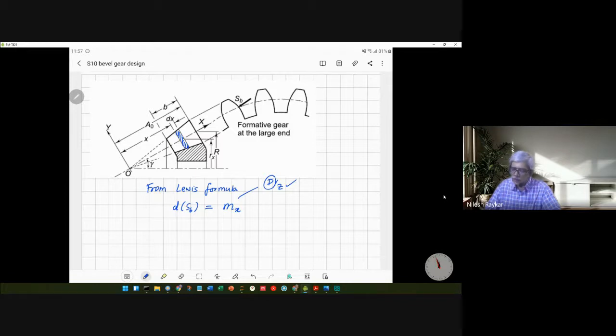So the module is a function of x, where x is given by this particular dimension, multiplied by the width of that particular slice. So the width of that slice would be equal to dx. I'm writing the Lewis formula as we have learned it, multiplied by the bending strength of the gear, which will be UTS by 3. We approximate it by UTS by 3, and multiplied by the Lewis form factor for this particular gear. So that is what we are doing here. This Y is based on virtual number of teeth.